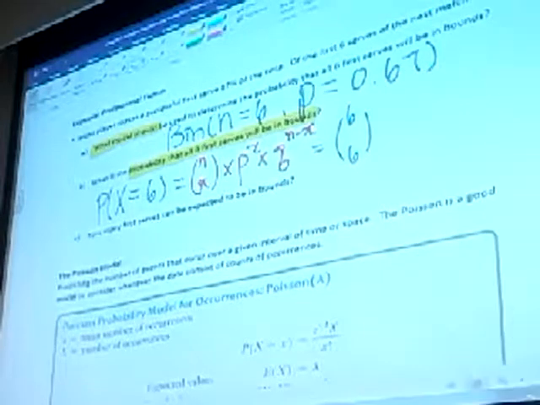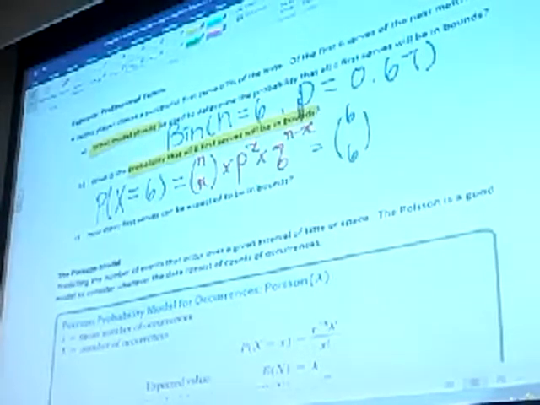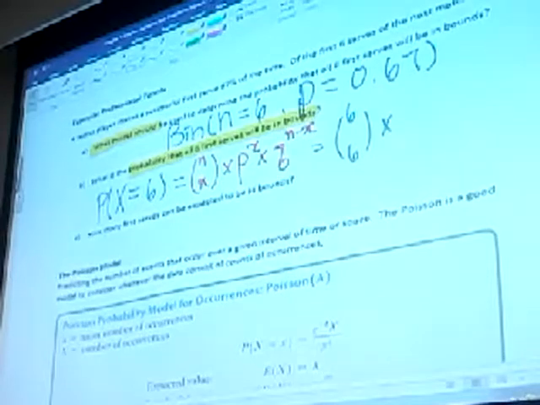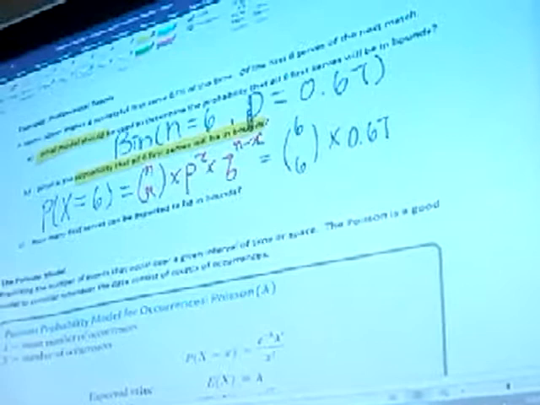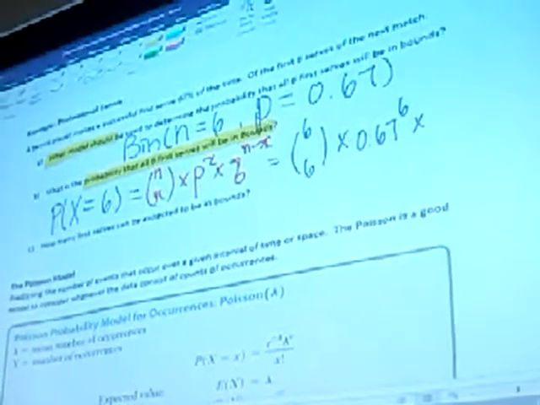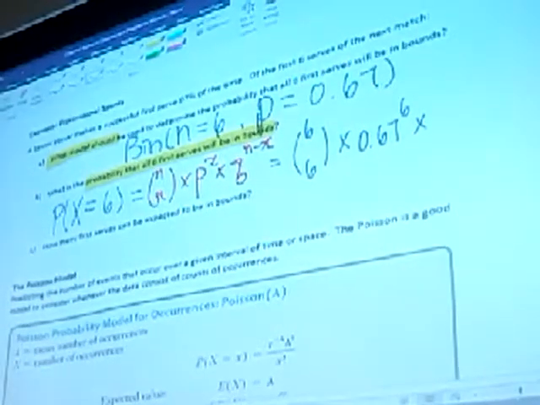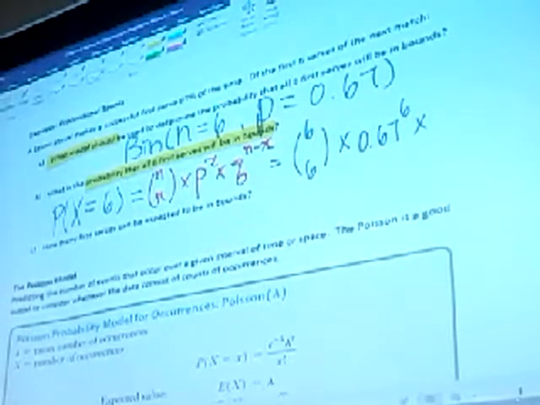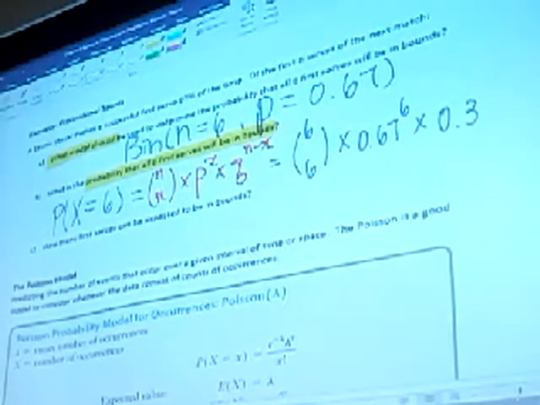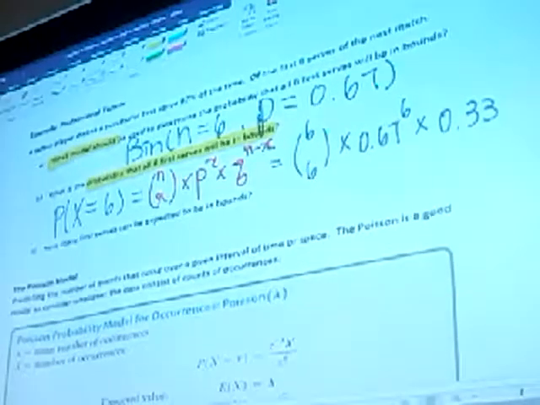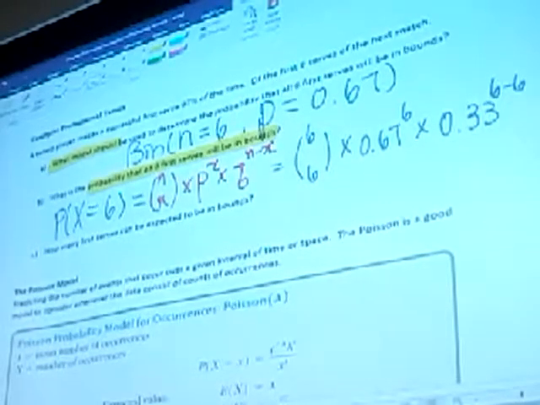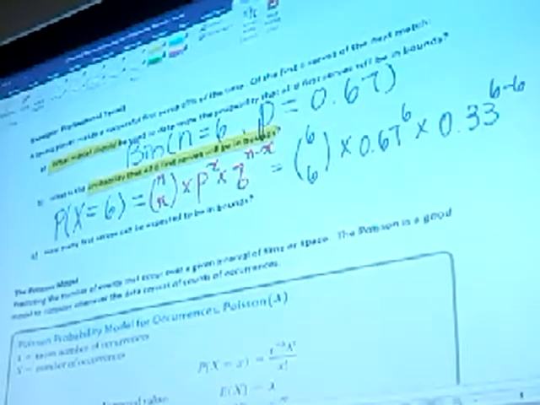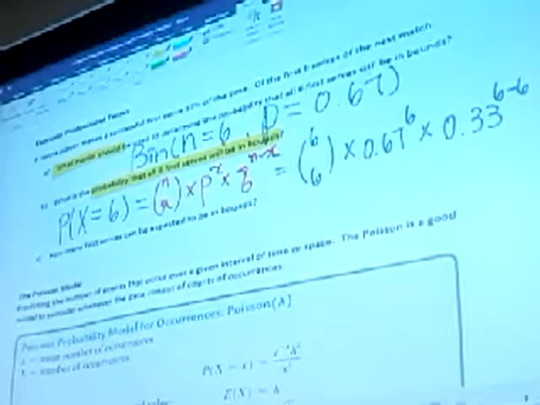Right? How much was p, the probability of success? 0.67. The power x, the number of successes? 6. The q, the probability of failures? 0.33. And the power n minus x, 6 minus 6. No failure. All successes. Right?